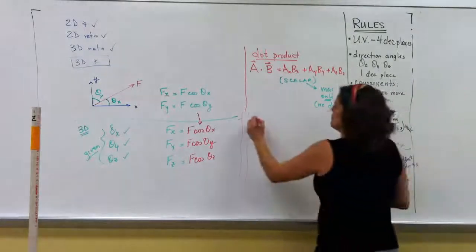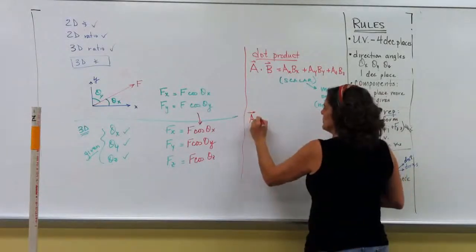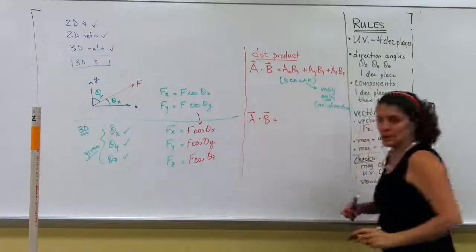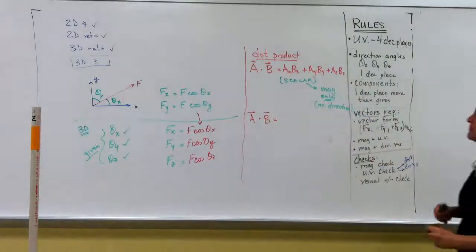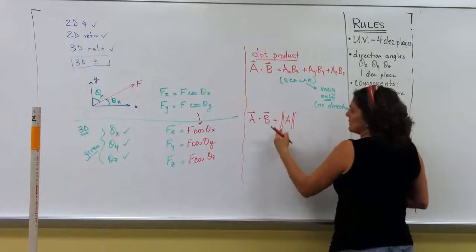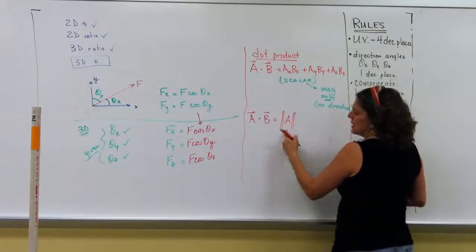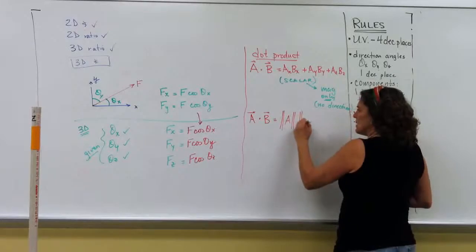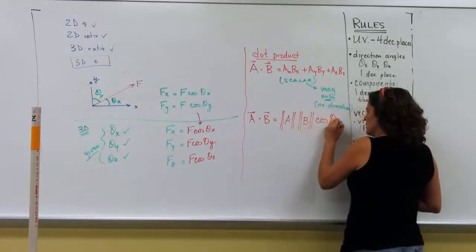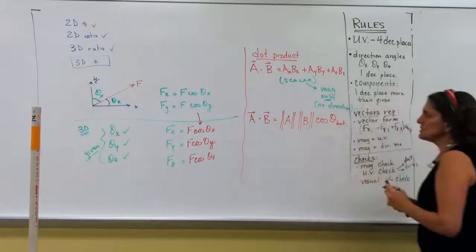And there was another way to find these two. You remember when you wanted to dot these two, if you didn't know what the components were? You took the magnitude of A, and this is my representation of the magnitude, the magnitude of A times the magnitude of B times the cosine of the angle between them. Do you remember that?